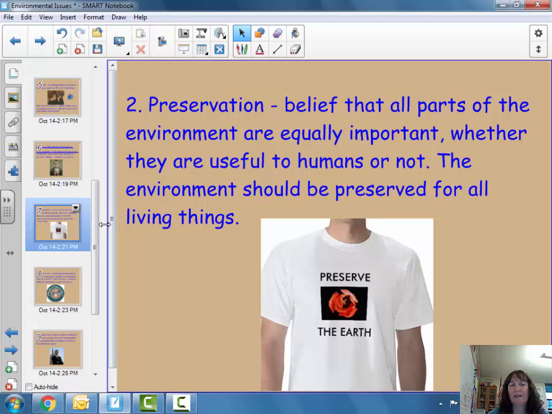The second viewpoint is called the preservation viewpoint, and that's kind of the opposite. It's the belief that all parts of the environment are equally important, whether they're useful to humans or not. So every rock, every snail, every little crust or crumb of earth is just as important as everything else in the ecosystem. So the environment should be preserved for all living things. So everything should be preserved.